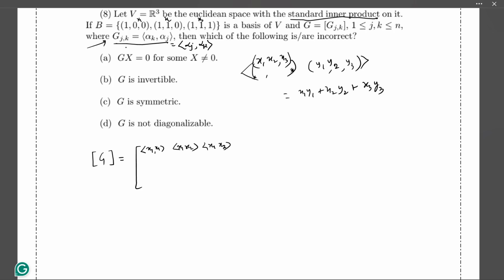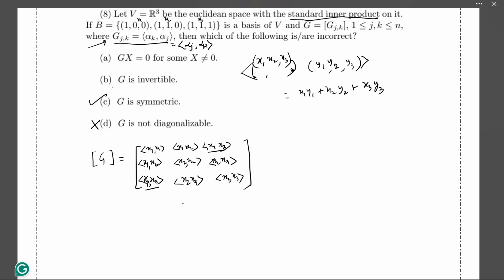Because of this, Gij is equal to Gji. So this is again x1, x2. This is x2, x2, x2, x3. This is x1, x3. Because of symmetry, these two are equal. x2, x3, x3, x3. So from here itself it is clear that G is symmetric.